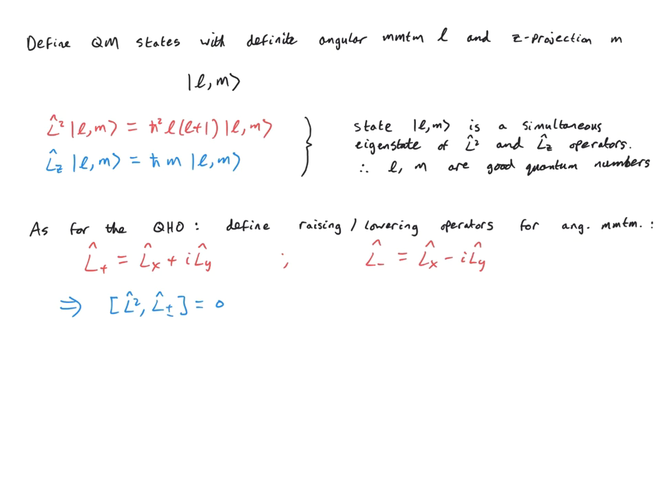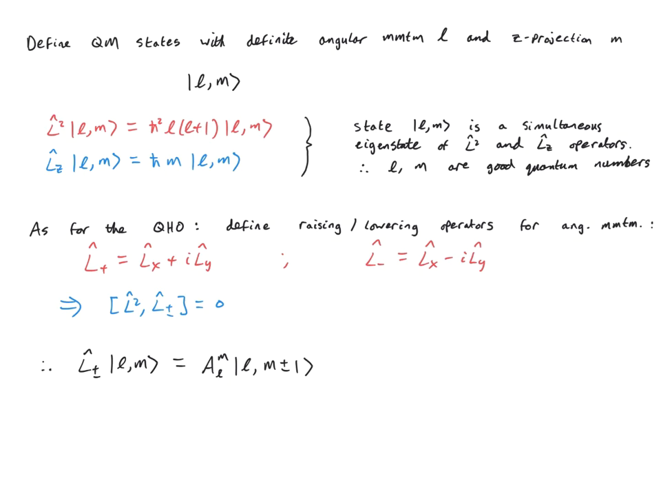The philosophy here is very similar to that of the quantum harmonic oscillator. More details can be found in any standard textbook. We find that when we apply L plus to a state |L, m⟩, we obtain a new state |L, m+1⟩. Likewise, when we apply L minus to the state |L, m⟩, we get a new state |L, m-1⟩.